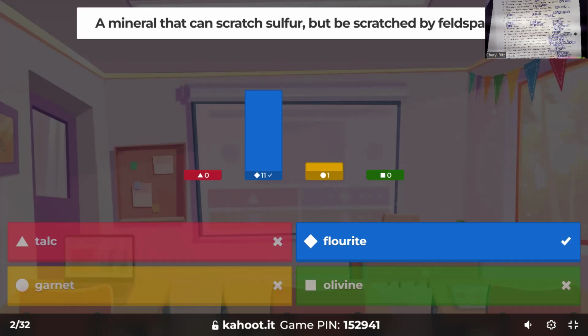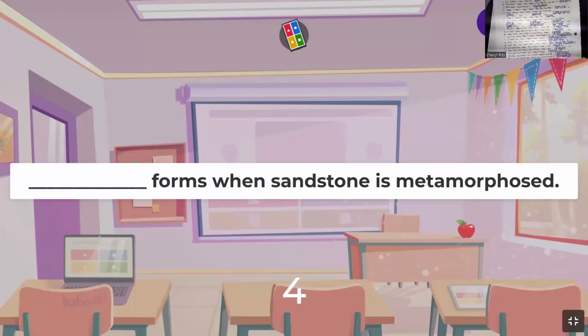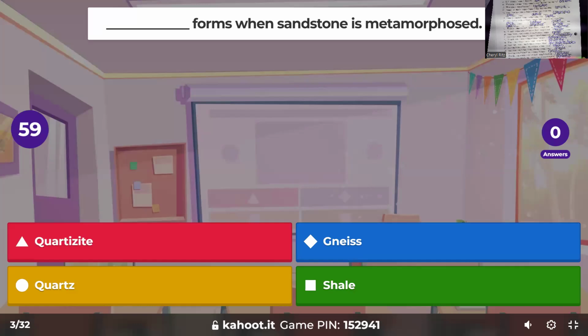All right, great job. So anyone who said garnet can not be scratched by feldspar. Garnet is way harder than feldspar. So that is not the correct answer. Blank forms when sand is metamorphosed. So give sandstone heat and pressure. What's it turn into?